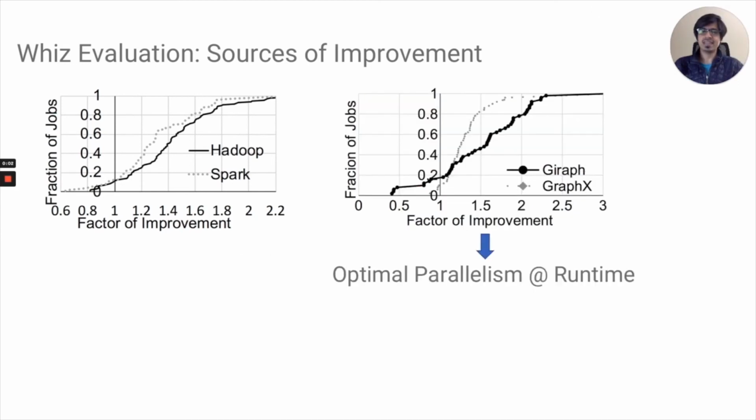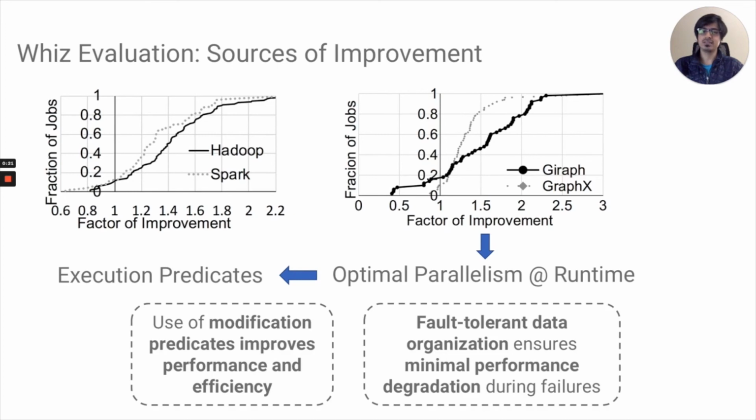Additionally, for graph analytics, we observed that the ability of Whiz to determine optimal parallelism at runtime, especially for high-degree vertices, improves performance. This is possible through execution predicates that deem a partition to be ready once it receives 1000 messages from neighboring vertices. Apart from this, we also observe that modification predicates and fault-tolerant data organization also improve performance, details of which are in the paper.